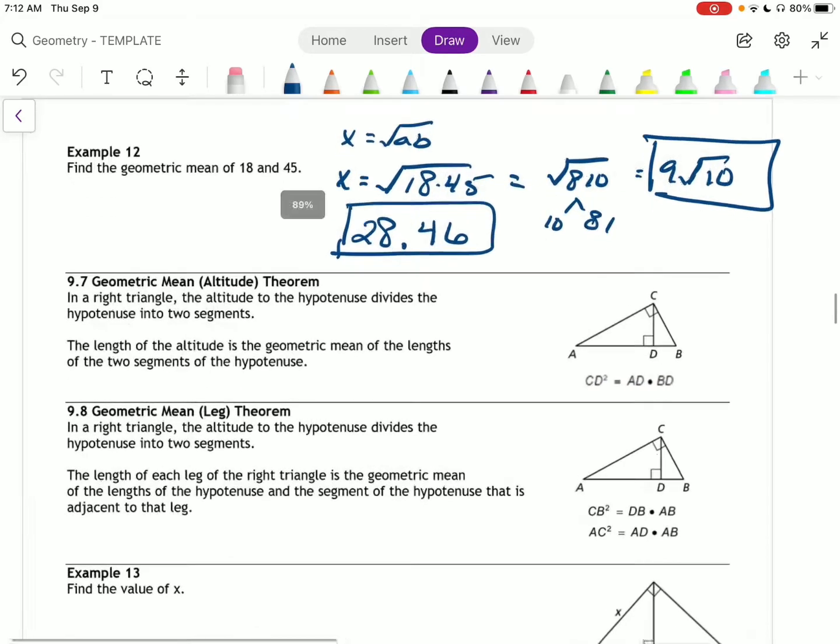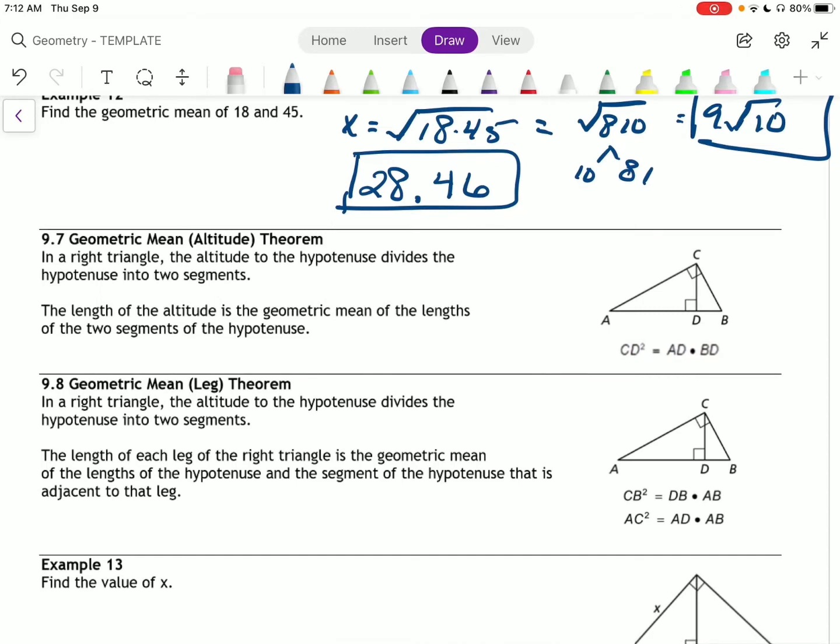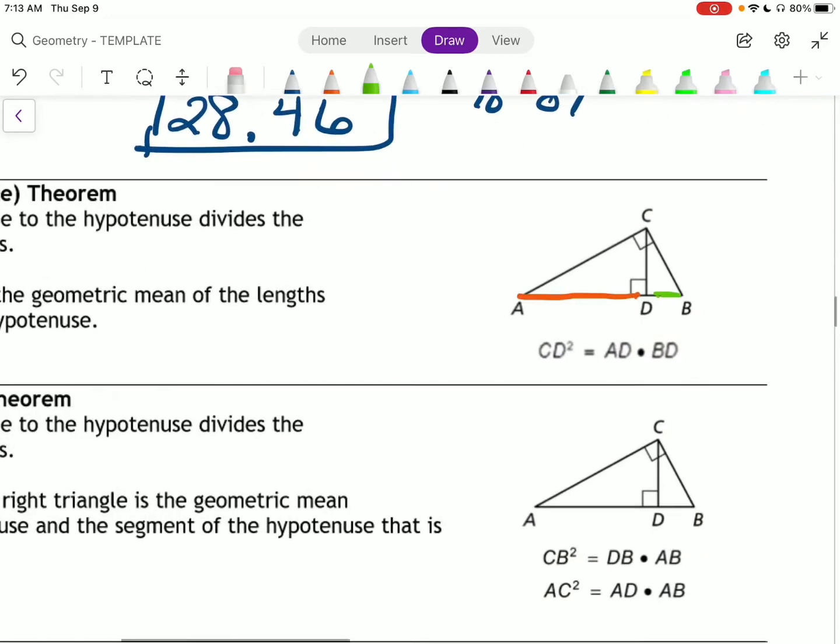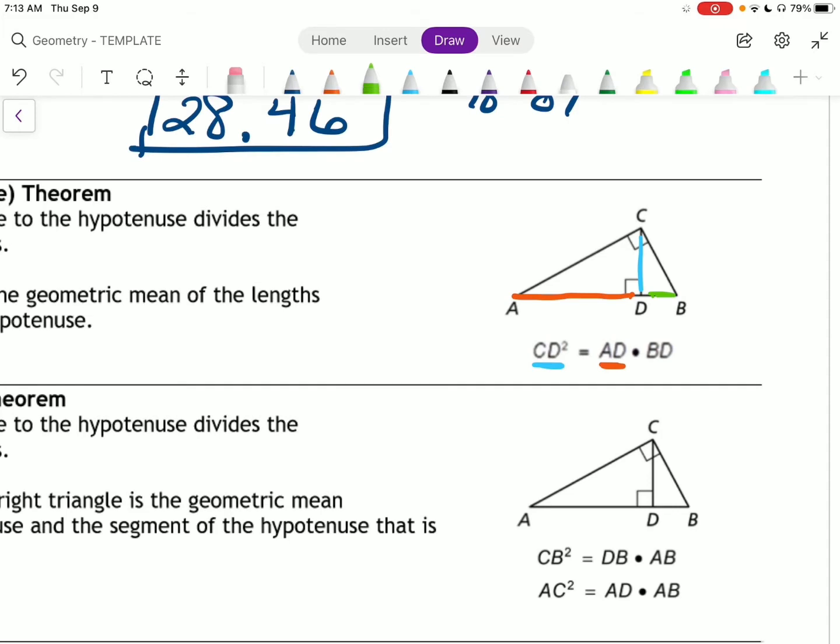All right, next up, 9.7, the geometric mean altitude theorem. In a right triangle, the altitude to the hypotenuse divides the hypotenuse into two segments, right? That's talking about this segment and this segment. The length of the altitude is the geometric mean of the lengths of the two segments of the hypotenuse. So the altitude here, that's CD, is equal to AD and DB. Or excuse me, the altitude squared is equal to AD times BD.